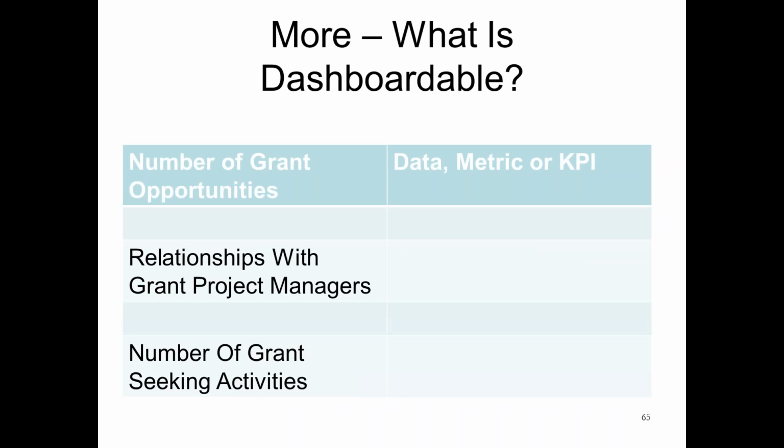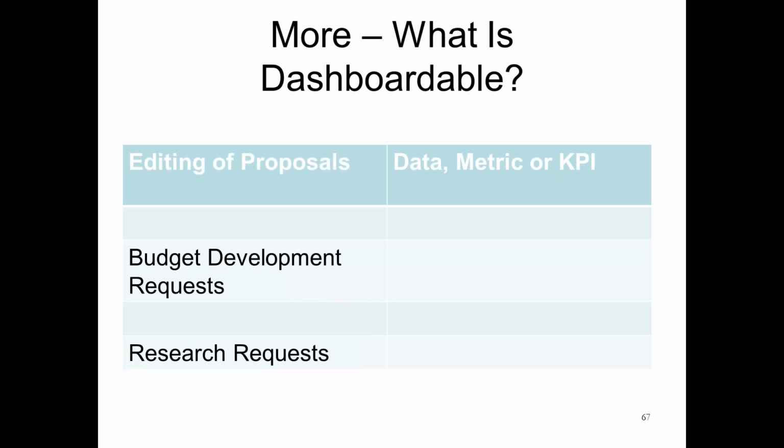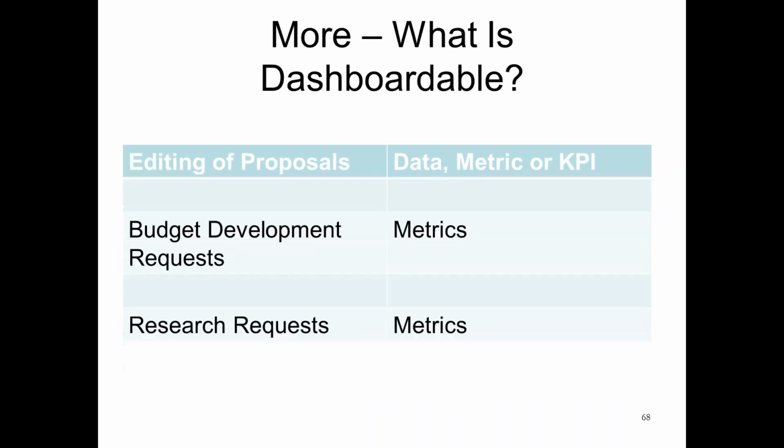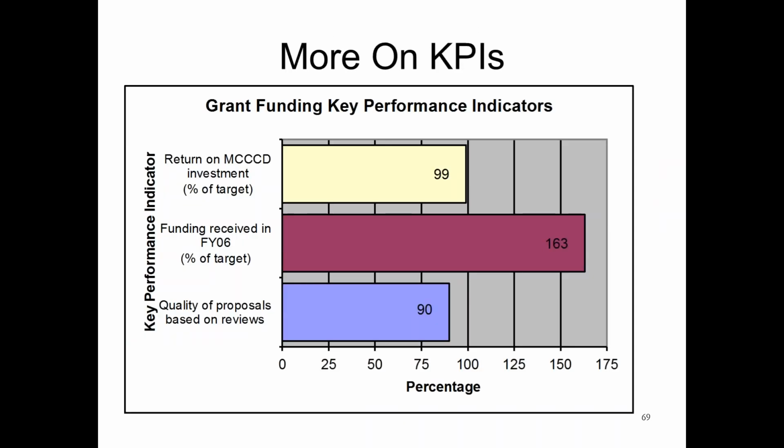Relationships with grant project managers. Number of grant-seeking activities. I'm feeling less certain here. Laura, I've got a question mark. How in the world would I track relationships with grant project managers? Well, how would I do that? I don't know. I would ask the value, how much they value that, how much assistance that provides them, how much support. Yeah, okay, cool. Again, we're doing this as a thinking exercise, not to make this big. Budget development requests, research requests, well, everybody would agree those are sort of metrics here. Good, throwing some ideas at you.